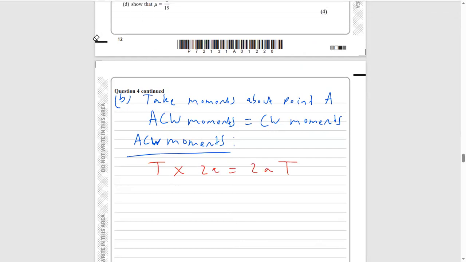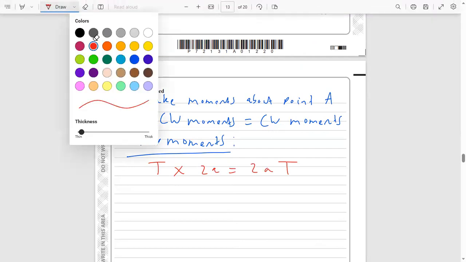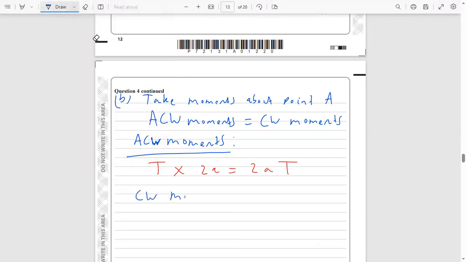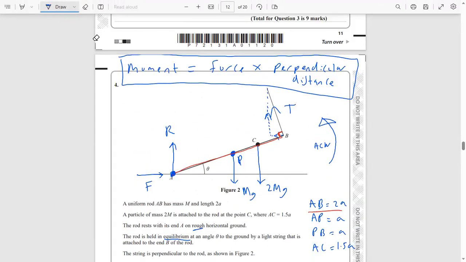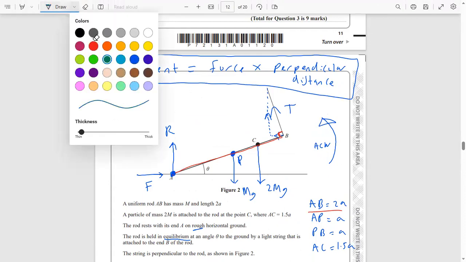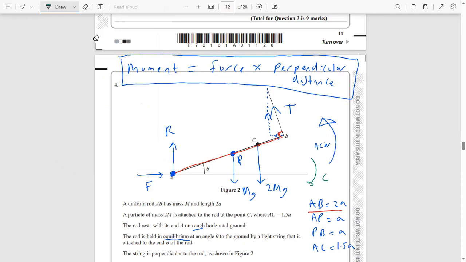Okay, now let's think about our clockwise moments. With this one, we just have to be a little bit careful. Now we're thinking about the things going around clockwise. I'll do this in a different color now. Everything going around clockwise about this point A: there's two forces in it. It's this mg going down there and this 2mg going down there.